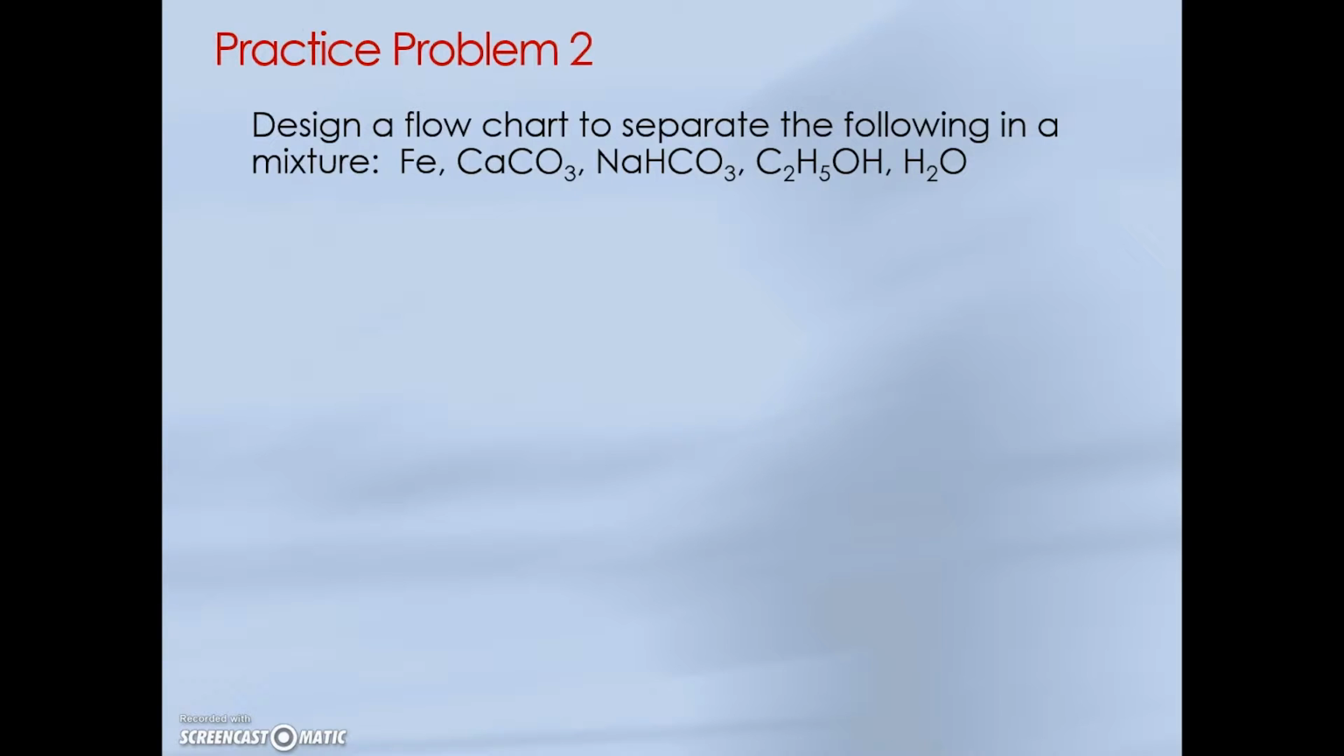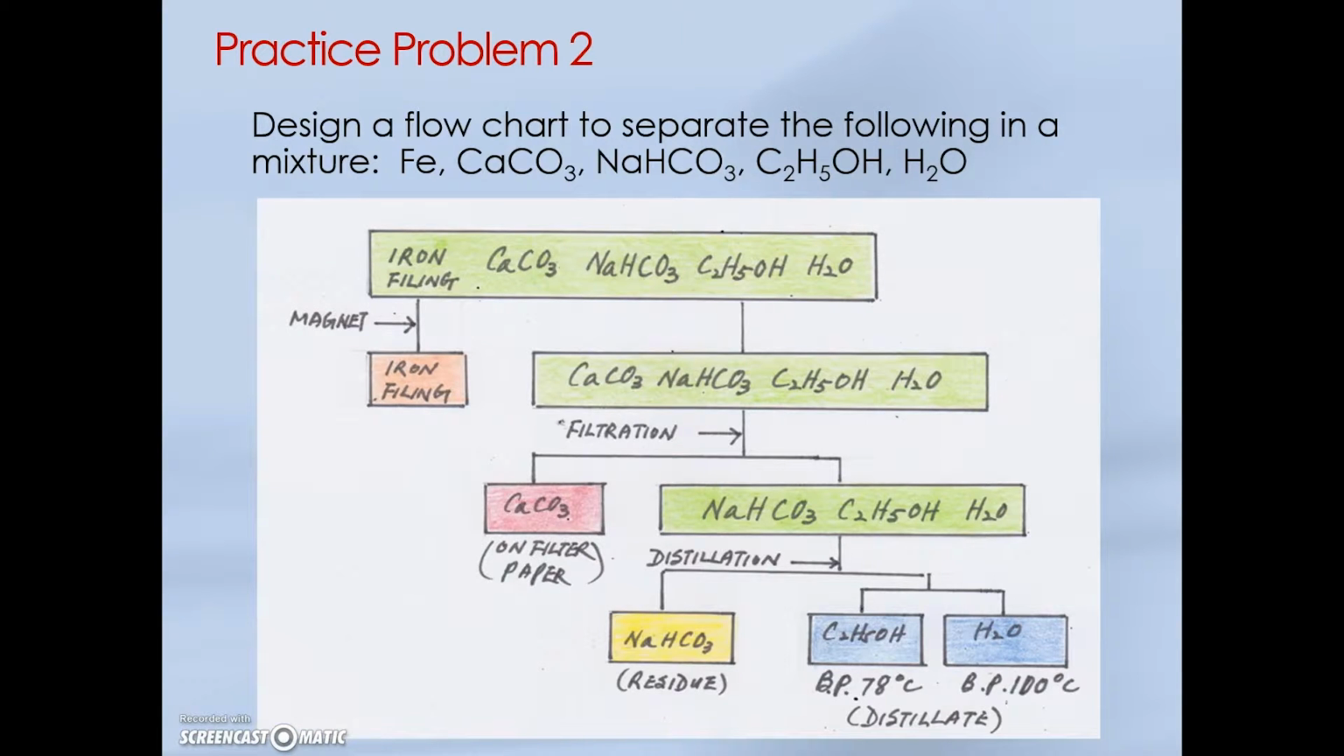Design a flowchart to separate a mixture containing iron, calcium carbonate, sodium hydrogen carbonate, which is your baking soda in the kitchen, ethanol, and water. So here it is. First, we would use a magnet to attract iron due to its magnetic property. So we take the magnet out of that mixture. Now, the calcium carbonate is insoluble in water. Therefore, we can do a filtration and collect the calcium carbonate in a funnel fitted with filter paper.